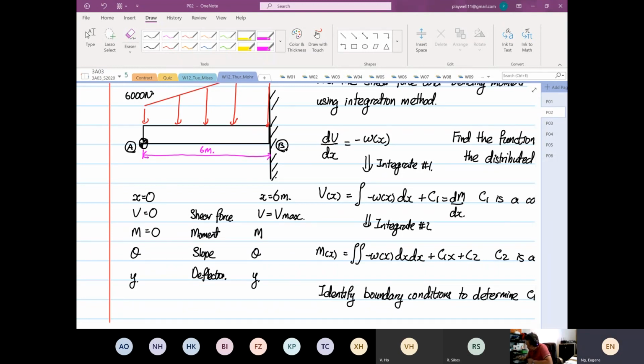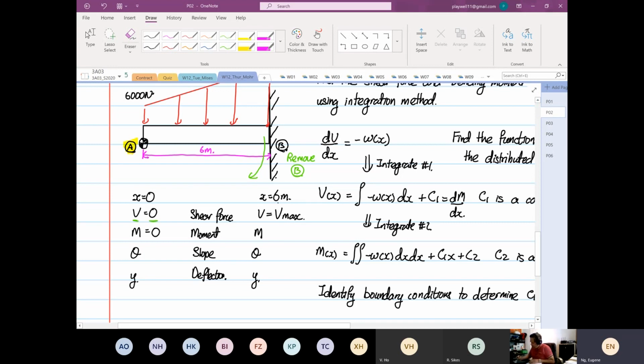Why is the moment equal to 0? If you look at point A, and if we were to remove B, what will happen to the structure? The structure will want to rotate, right? There's no resistance, so if there's no resistance, the moment is equal to 0. Likewise, over here, V is equal to 0 because you allowed it to move. Slope we don't know yet. Deflection is definitely not equal to 0.